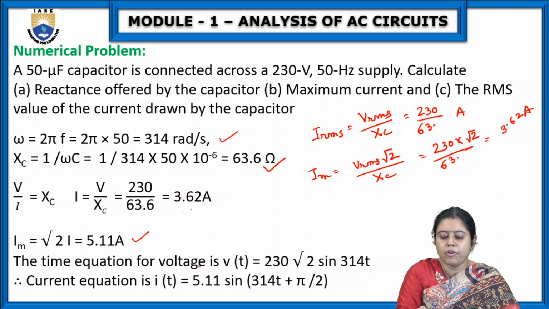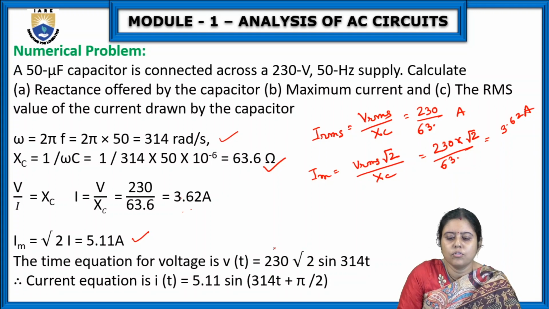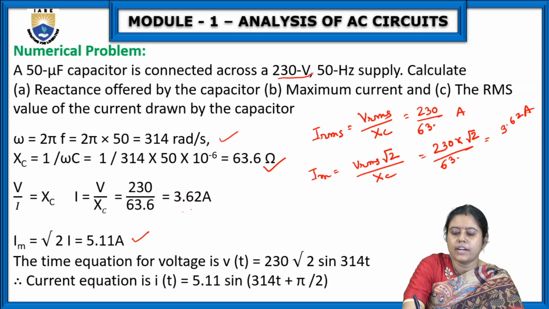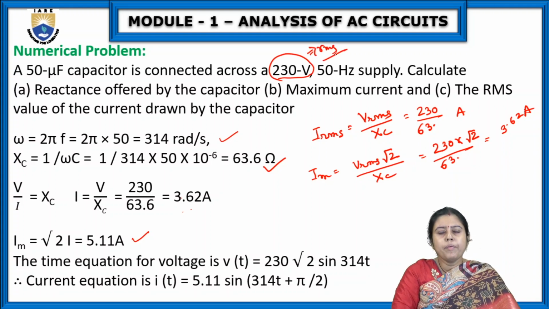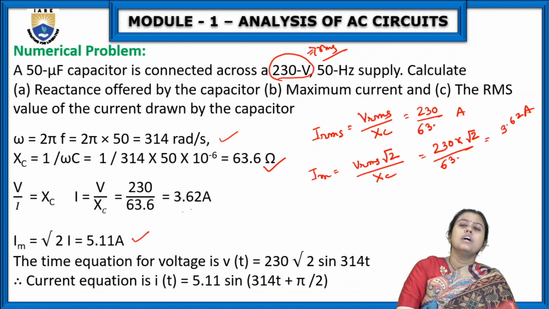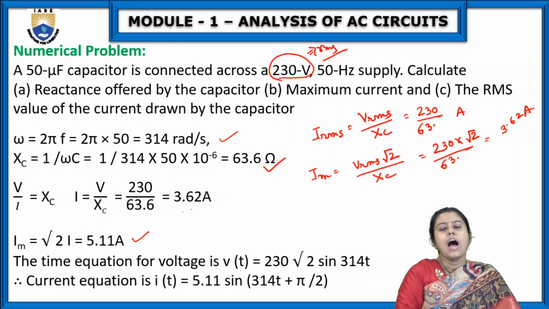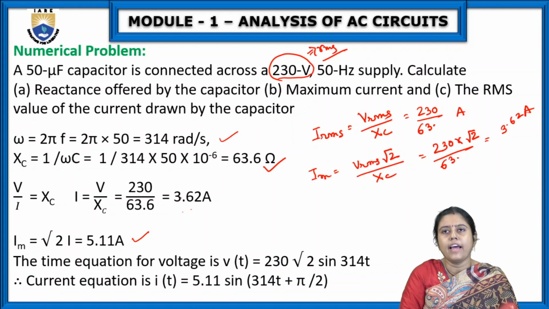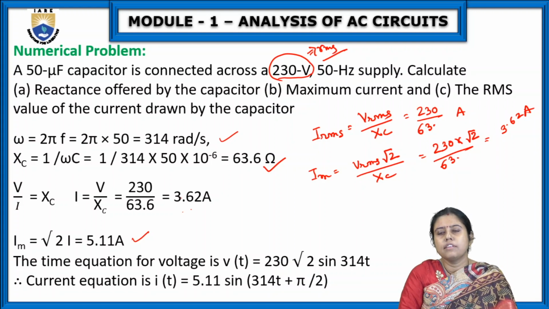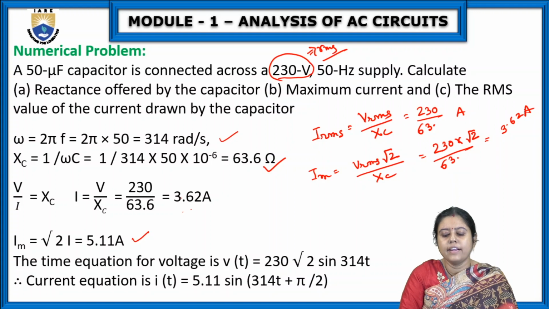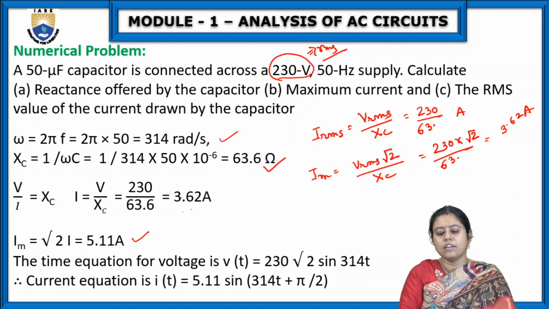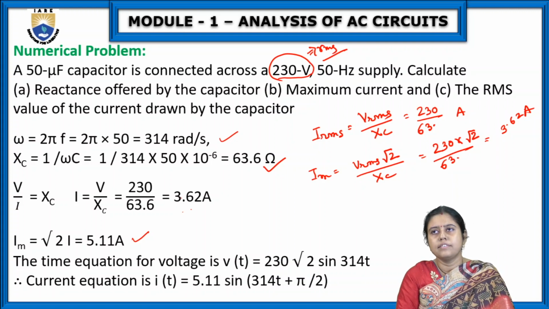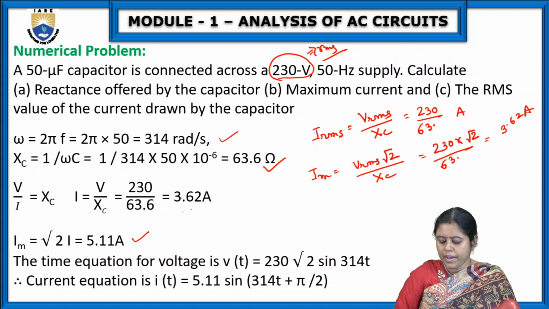So what is the time equation of the voltage? 230 into root 2, because Vmax. Remember one thing, this 230 volt always means the RMS value. Only if it is mentioned as maximum value, take it as the maximum value. Otherwise, always try to take it as an RMS value. So v(t) is equal to 230 root 2 sin 314t, and the current equation is i(t) is equal to 5.11 sin (314t plus pi by 2).